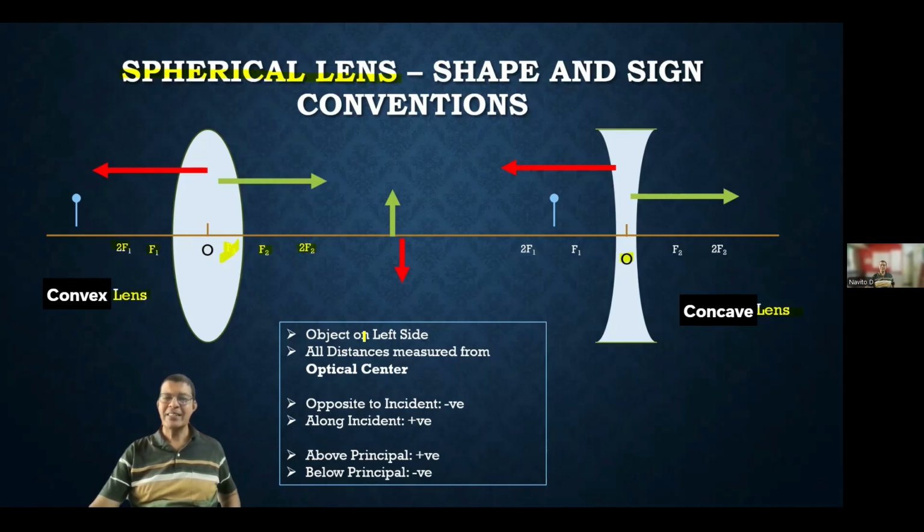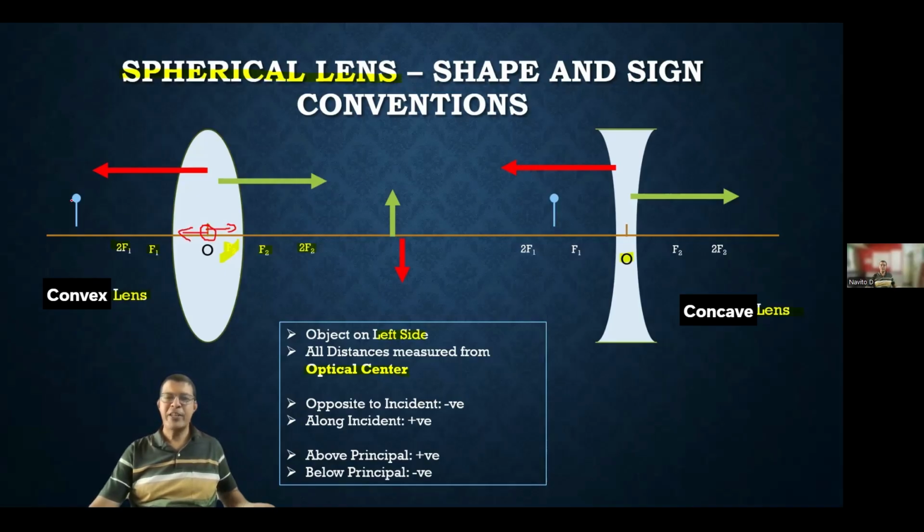Now the object is always kept on the left-hand side for convenience. You can place it on the right-hand side, nobody stops you, but for all practical purposes, we place it on the left-hand side. All distances are measured from the optical center. From the optical center, we either go right or we go left.